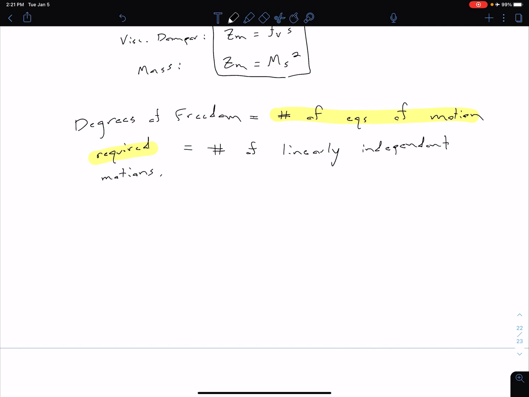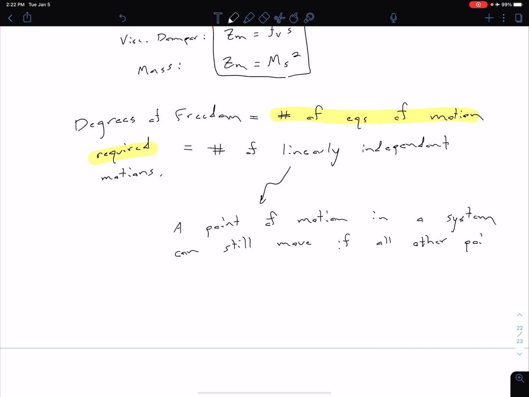Basically, what we're saying with this linear independence is that a point of motion in a system can still move if all other points of motion are held still.